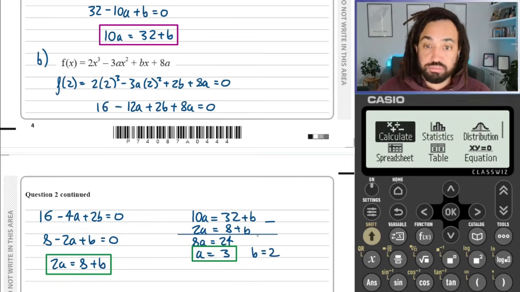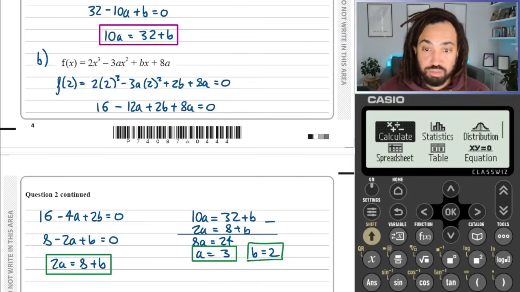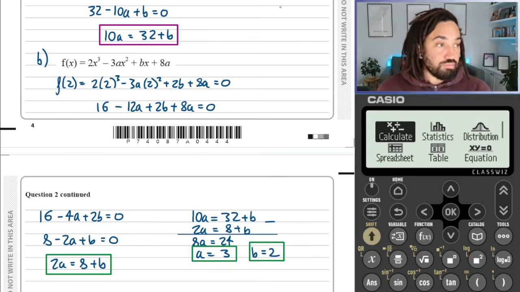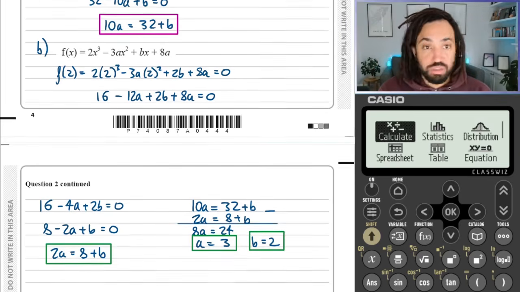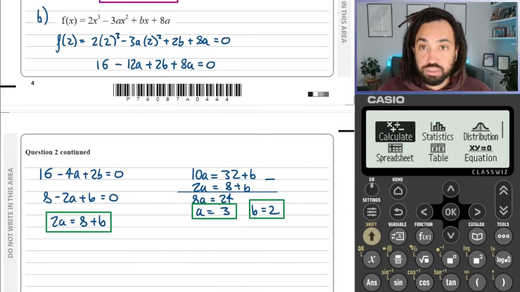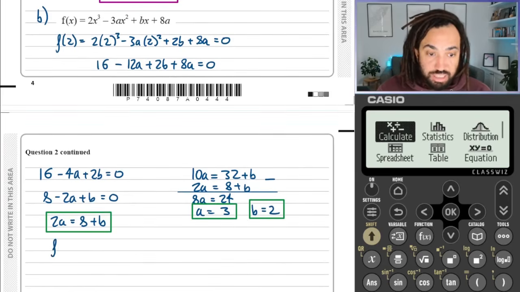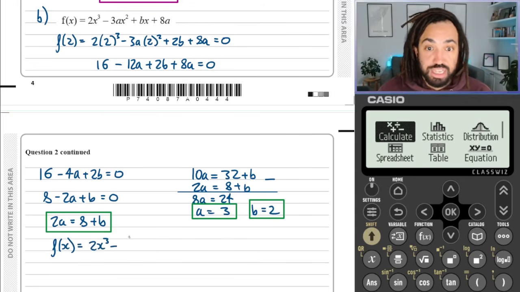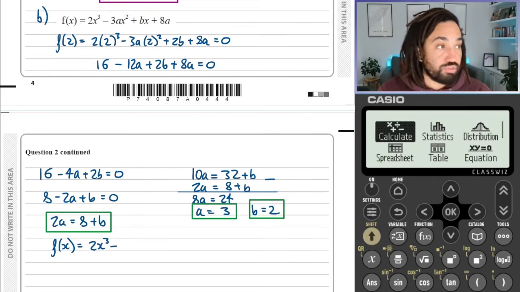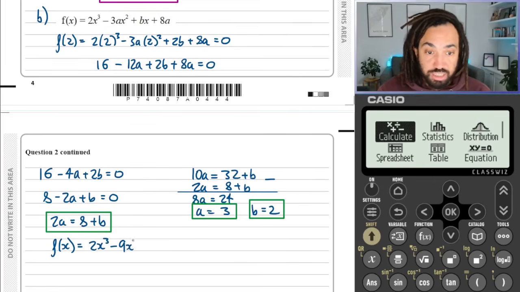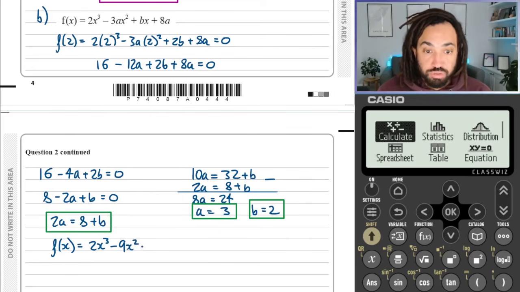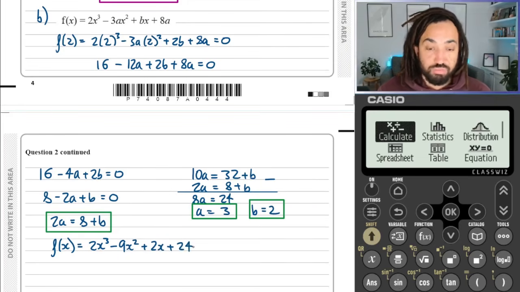Okay, so now what we can do is we can actually rewrite the function. So the function, which we can still see there at the top of the screen, is now f of x is equal to 2x cubed minus a, we said is 3, so 3 times 3 is 9, so that's 9x squared. B is 2, so plus 2x, and then a is 3, so that means plus 24.